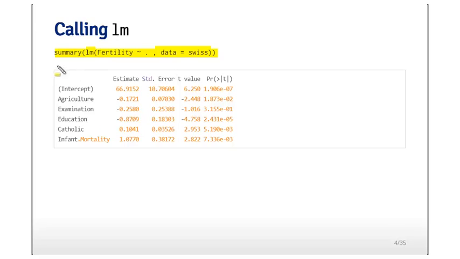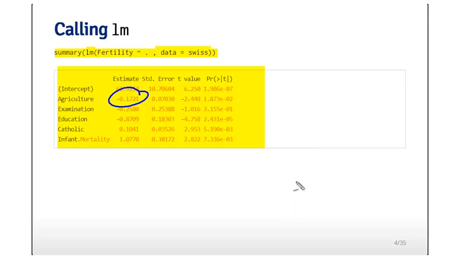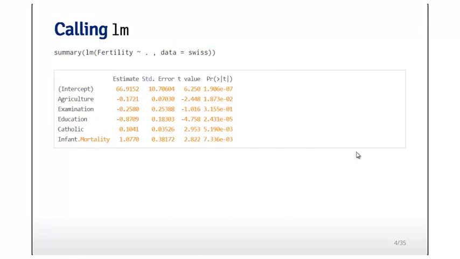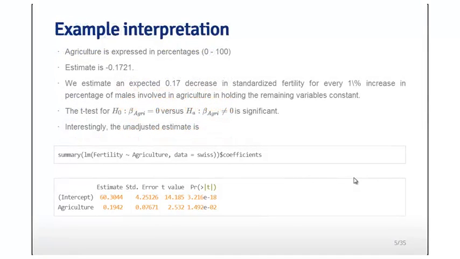And here's the table of coefficients, and I want to point you to this number, negative 0.1721, for agriculture. Let's focus on that number. Agriculture, remember, is expressed as a percentage, and the estimate is negative 0.1721. So we estimated an expected 0.17 decrease in standardized fertility for every 1% increase in the percentage of males involved in agriculture, holding the remaining variables constant. That would be the interpretation of our negative 0.17 coefficient. And if you look back, our t-test for that is significant.